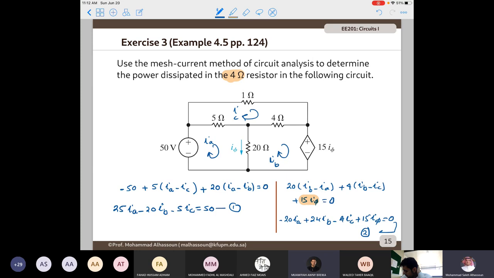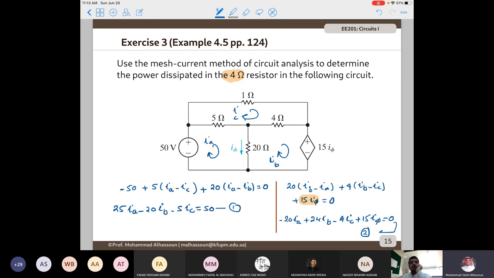I think the resistance divided by the current squared. What is the current? 15. No. Nasser? What did Mohammed say? It's the current multiplied by the resistance. The current should be squared multiplied by the resistance.